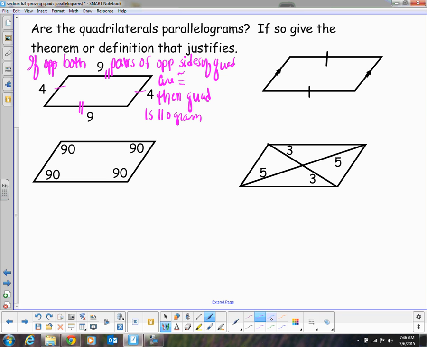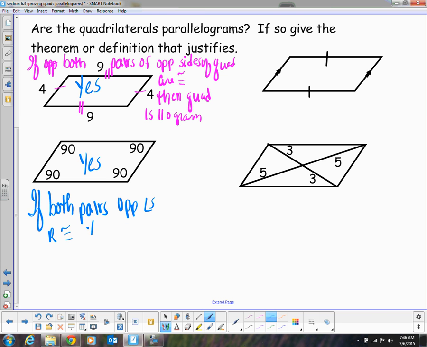Let's look at our next one. What about this one? Is this a parallelogram? Yes. Why? Both pairs of opposite angles are what? So if both pairs of opposite angles of a quad are congruent, then the quad is a parallelogram. I got about 5 more minutes.